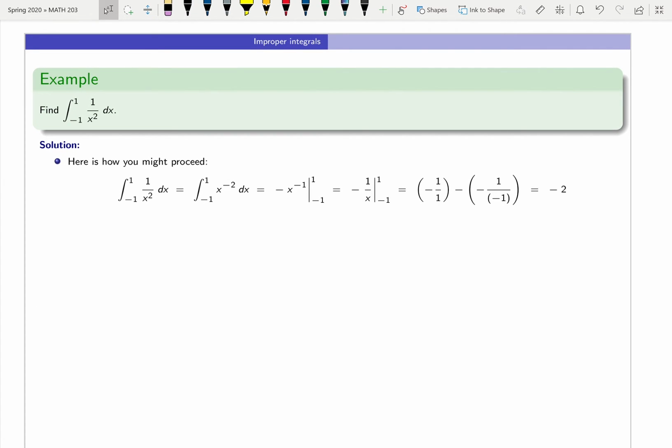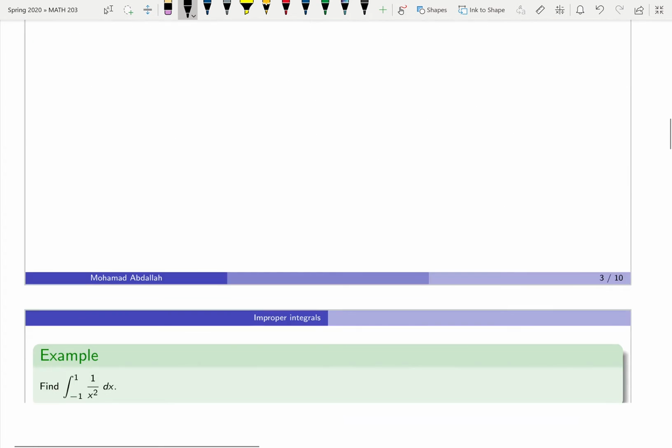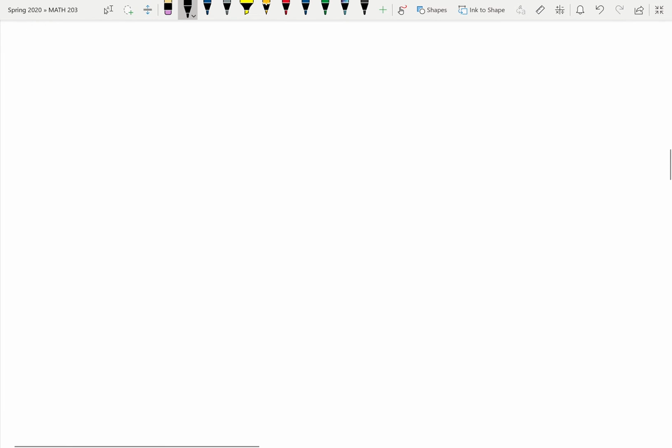We want to find the integral of 1 over x squared from -1 to 1. So when you look at this, it may seem easy, simple. You just use the power rule. The antiderivative of x to the power -2 is negative x to the power -1. Plug everything in, and you get -2. Well, unfortunately, this is not correct. This is wrong.